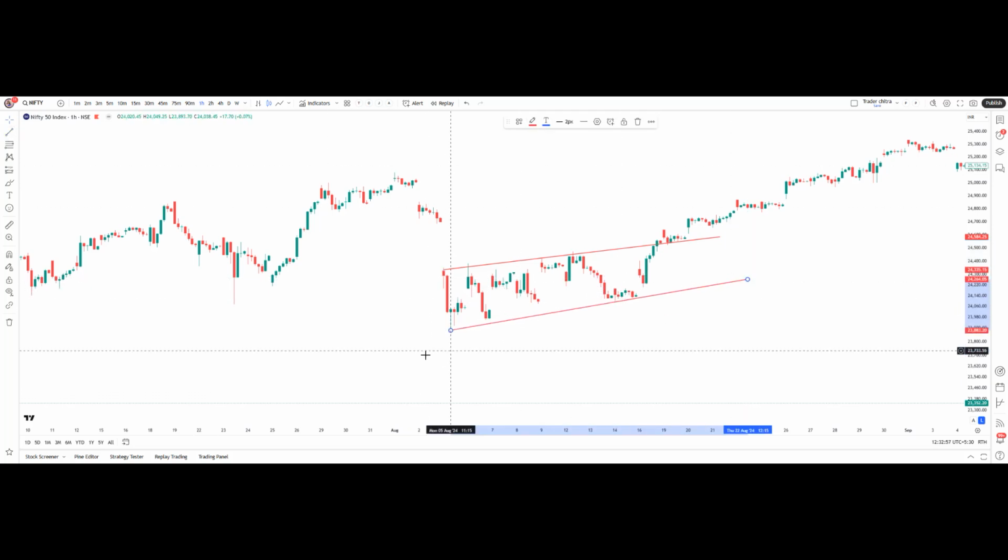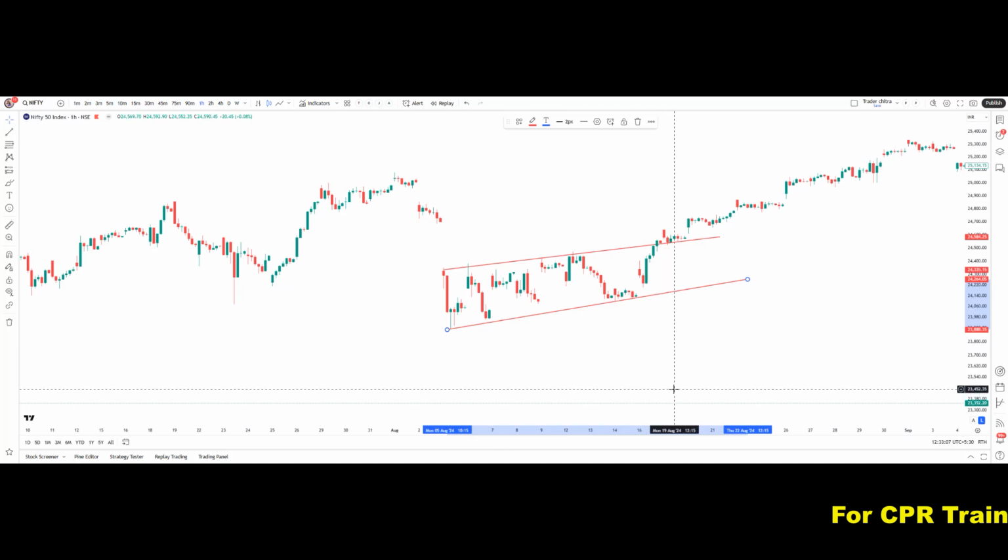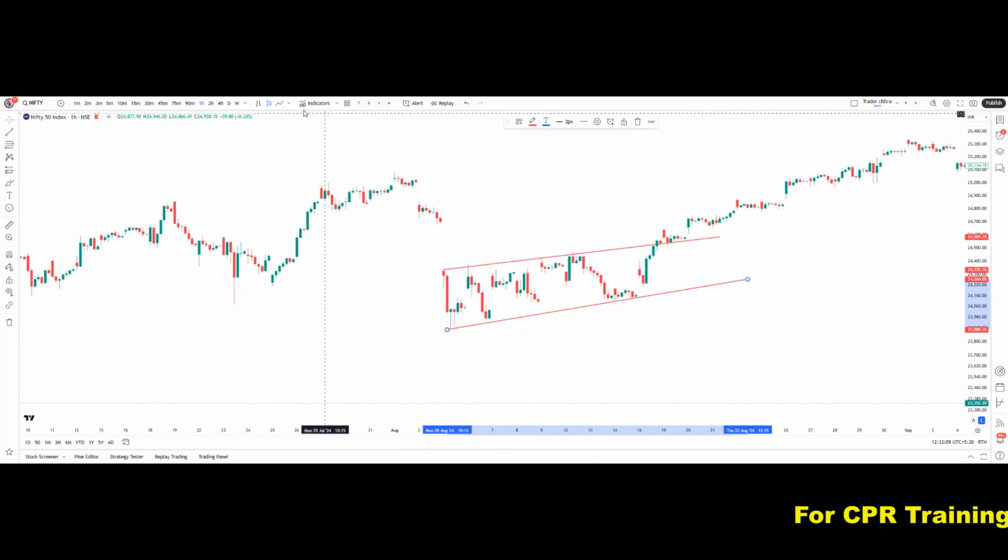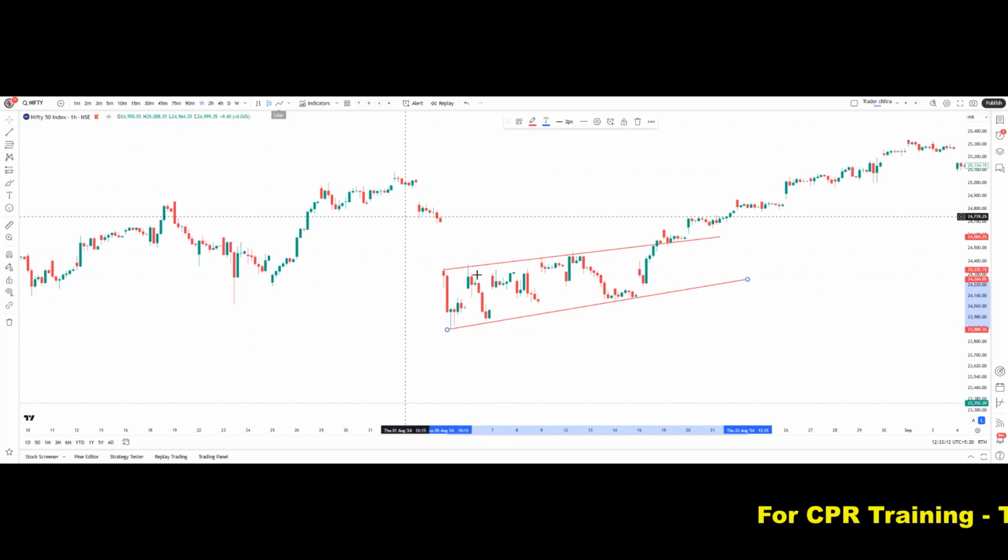So I am drawing this with the help of the trend line. Okay, so touching the candles' lows and highs, we are drawing the chart pattern. So this pattern, what we can say, is a rectangular pattern. The same chart, when we convert it, is a candlestick chart pattern. Now we are going to convert it into the line chart.